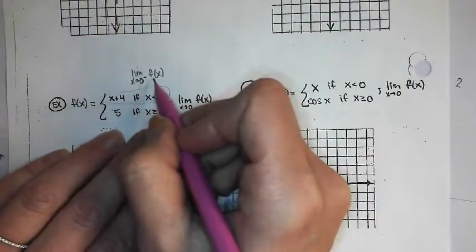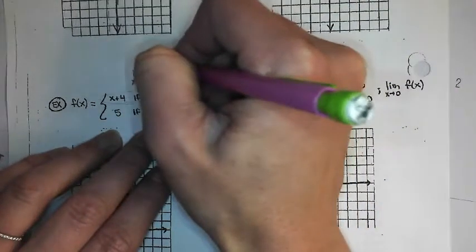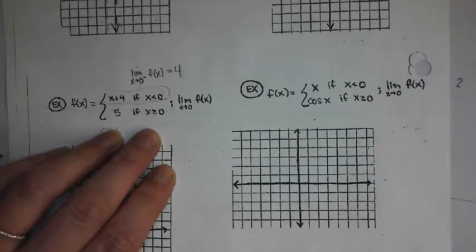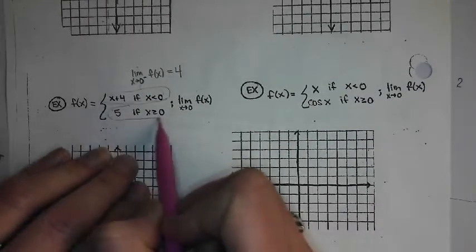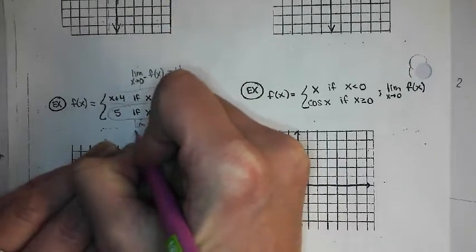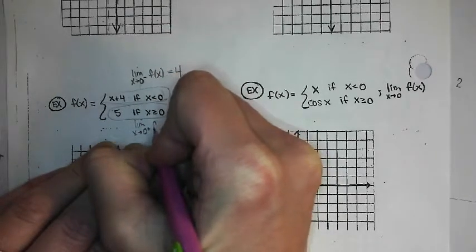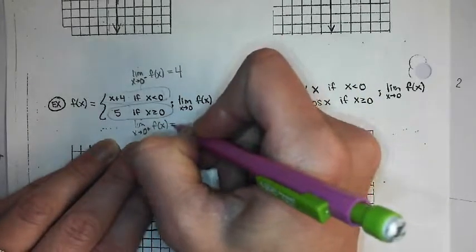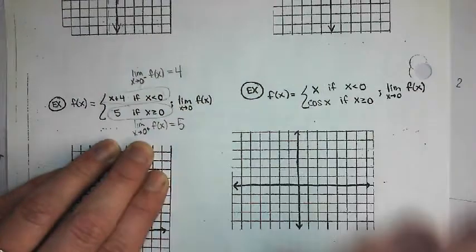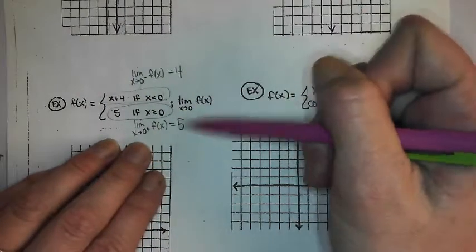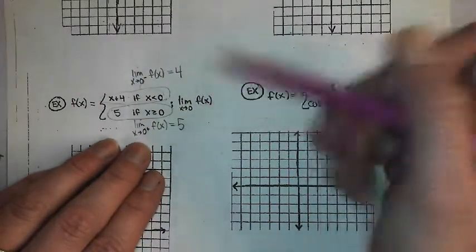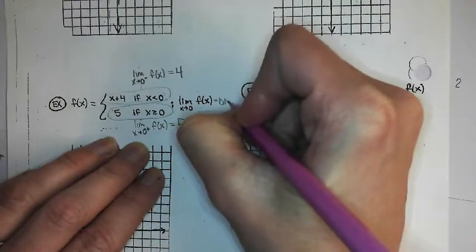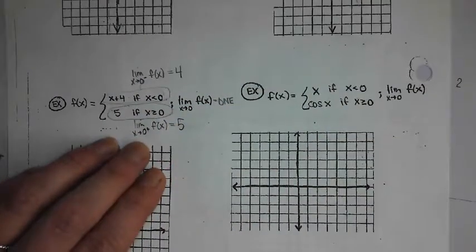So as you're approaching 0 from the left, you have a limit of 4. It's going to be an open circle. So that's not the function value there, but that's the limit as you're approaching 0 from the left. The limit as you're approaching 0 from the right uses this equation. So what do you get for that limit? 5. So they do not agree, and therefore the overall limit as you approach 0 does not exist.